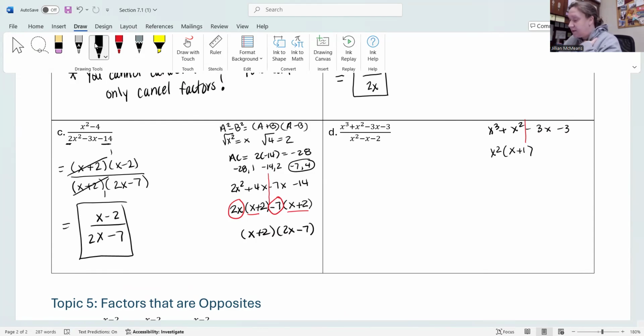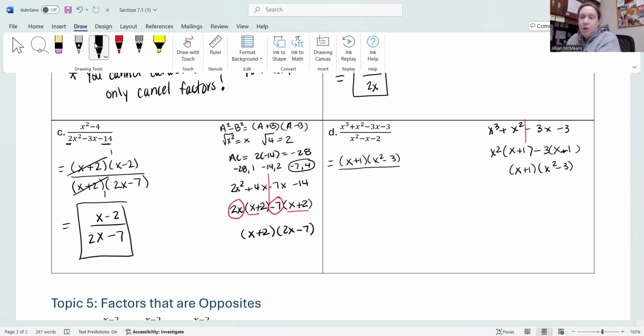Looking at the right-hand side, I have a lead term that's negative, so my GCF needs to be negative, and the common factor is 3. Well, -3x divided by -3 is just x. -3 divided by -3 is just 1. So far I'm left with x squared times x plus 1 minus 3 times x plus 1. I forgot my plus sign. Okay, so the common factor here is the x plus 1. So my GCF is x plus 1, and that leaves me with x squared minus 3. So my numerator is x plus 1 times x squared minus 3.